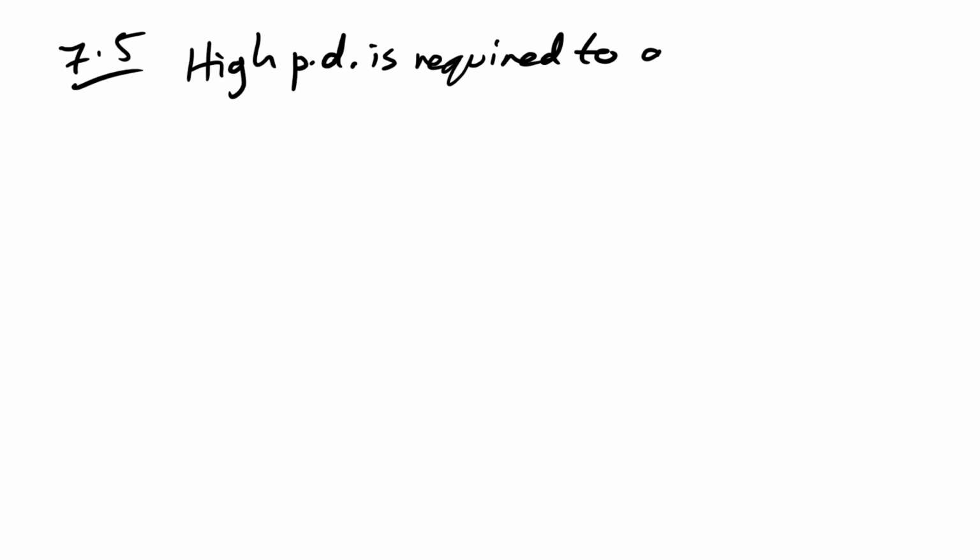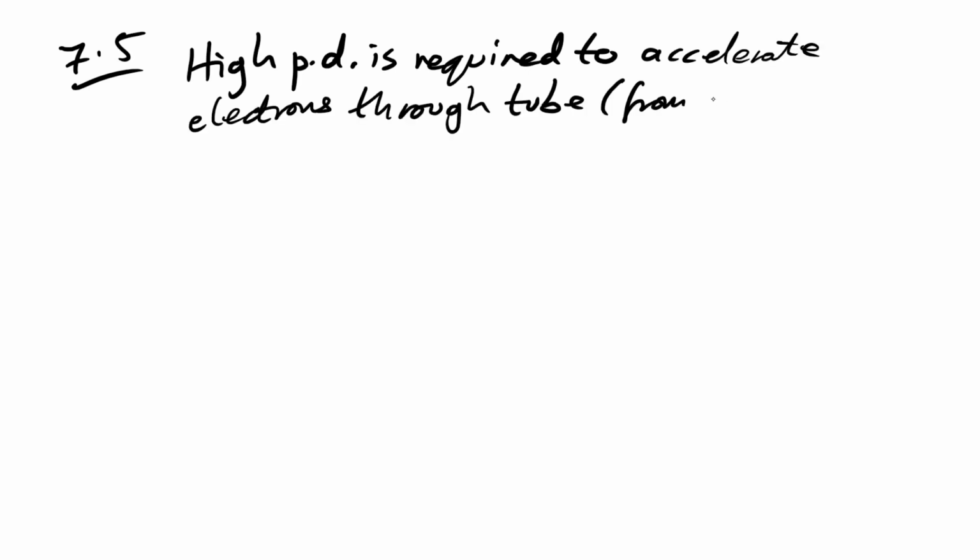Okay, 7.5. This isn't a nice question either. So we're being asked to talk about how the tube emits EM radiation of specific frequencies. Let's deal with the high PD first. High PD is required to accelerate electrons through the tube. We can say from cathode to anode. Cathode being the negative electrode, anode being the positive one.